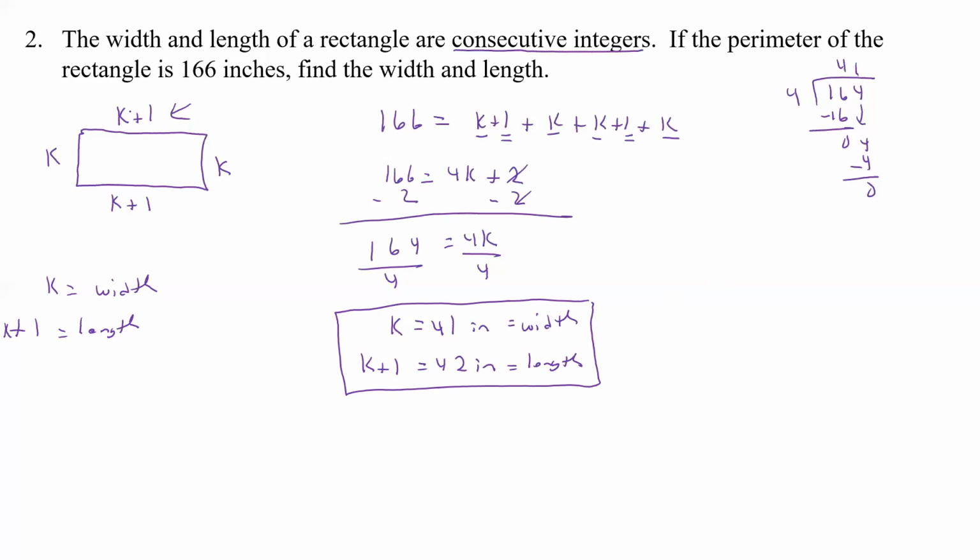We have 41 plus 42 plus 41 plus 42. So we have 41 plus 41 plus 42 plus 42. We're adding all those together. 2, 4, 6. 4 times 4 is 16. 166. That looks good, and so that does check out. All right, let's pause here and we'll come back in a little bit.